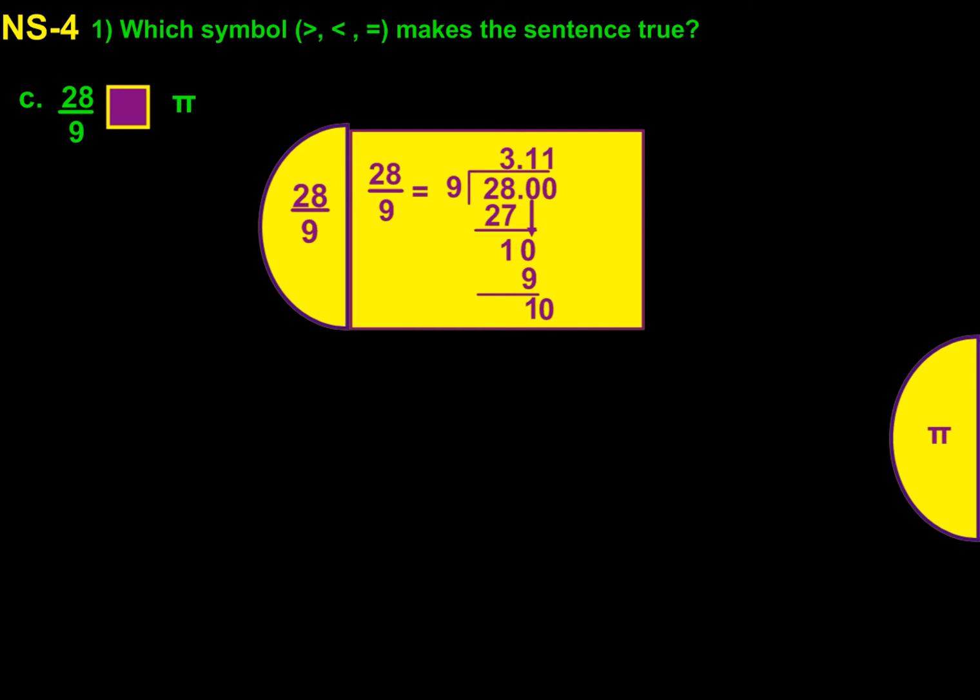So once you've got it set up, 9 goes into 28. You're going to see that it goes in 3 times with 1 left over. Bring down the 0. 9 goes into 10 once. And really what we need to do is go to the hundredths place, because we need to know the digit in the hundredths place. Is it going to round the tenths place up or leave it alone? So in this case, it's going to leave it alone. So 28/9 as a decimal is equal to 3.11.